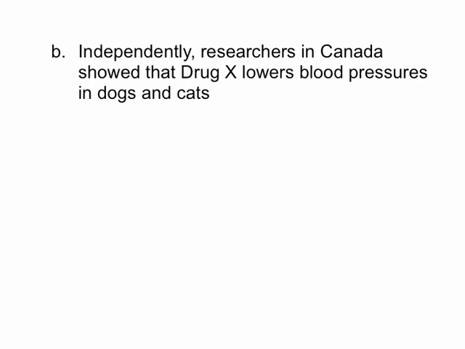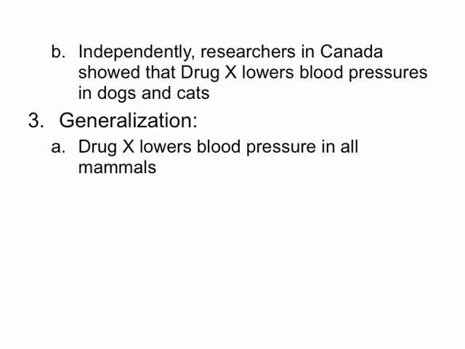Additionally, there may be somebody who is in Canada who is independently doing research. They also show that this drug X lowers blood pressure in dogs and cats. So now we know that drug X not only lowers blood pressure in rats, but it also does it in dogs and cats. Therefore, we can make a generalization. The generalization would be that this drug X is able to lower blood pressure in all mammals.